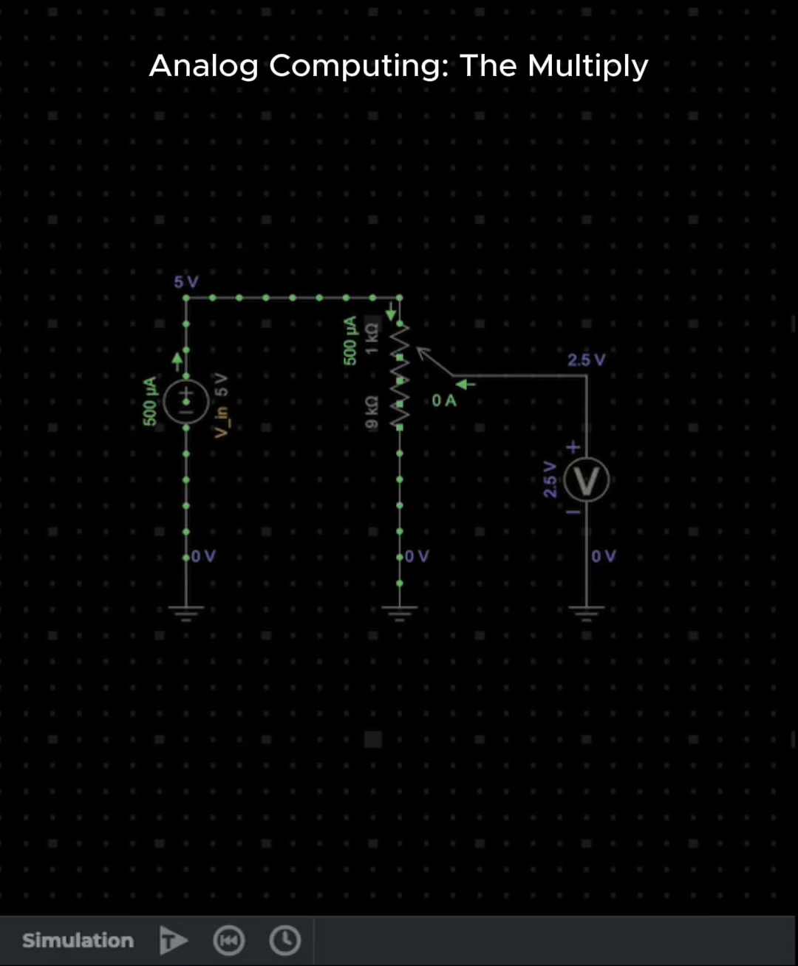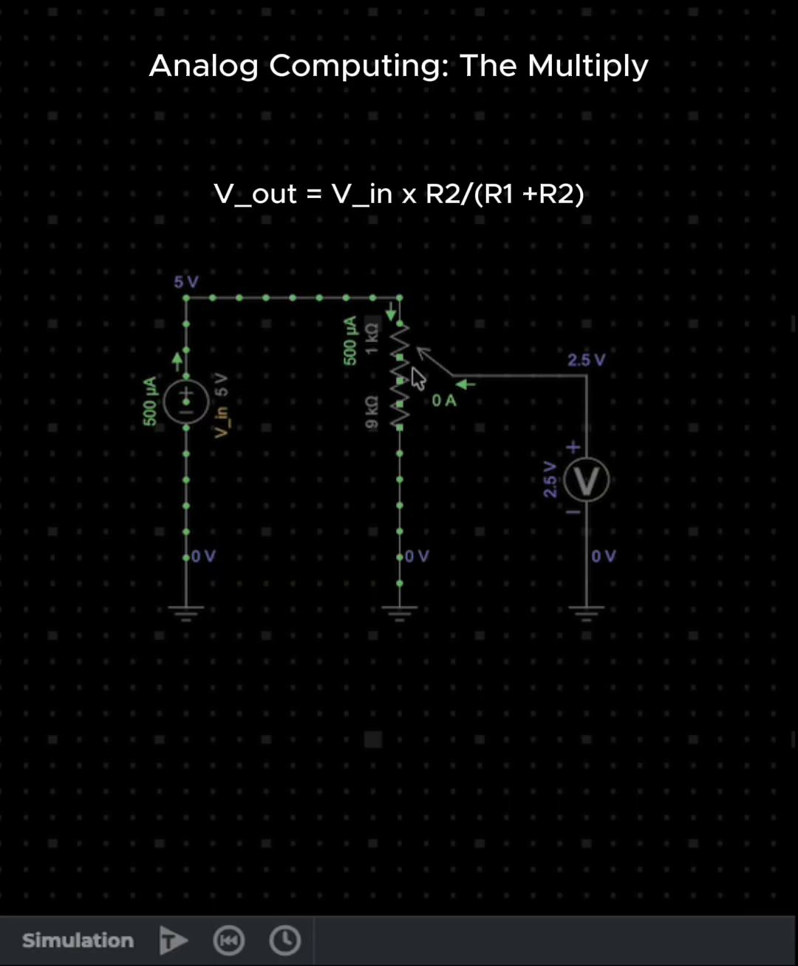Everything in a neural network comes down to two operations repeated a lot. Multiply a number by a weight, then add the results. So here, let's build the first of those, that is multiply, in hardware using nothing but a single component, and this is a potentiometer wired as a voltage divider.